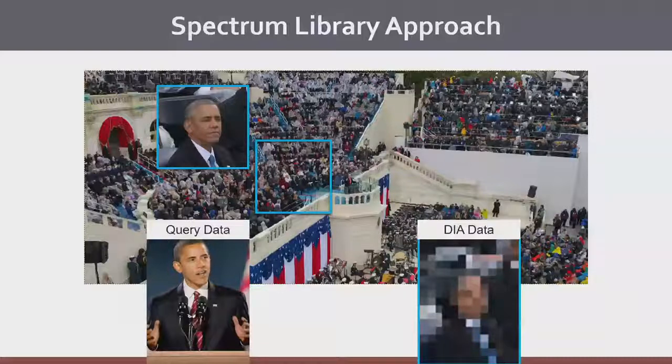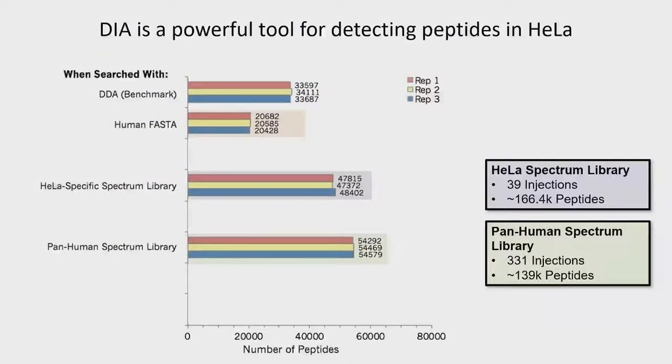But one big, huge help is we have this retention time constraint. We know this narrow region of where to look, so it gives us a much better chance of finding him than not finding him at all. So when we do this, and we take, say, a HeLa-specific spectrum library that Judith Vienne's lab collected that had about 39 injections, so this was a fair, decent amount of work, but 166,000 peptides are present in it. And if we also took the Panhuman library, which has like 300 injections, this is again an enormous amount of effort to generate this, but 140,000 peptides.